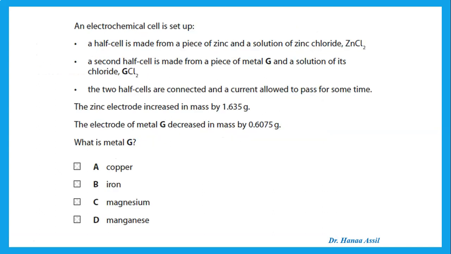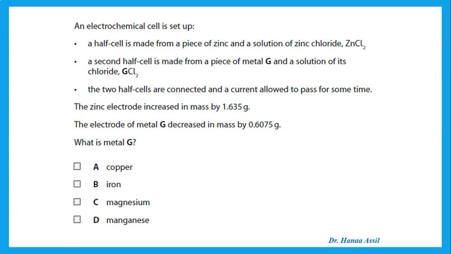An electrochemical cell is set up. A half cell is made from a piece of zinc and a solution of zinc chloride. A second half cell is made from a piece of metal G and a solution of its chloride. The 2 half cells are connected and a current allowed to pass for some time. Now, they found that the zinc electrode increased in mass and G decreased in mass.